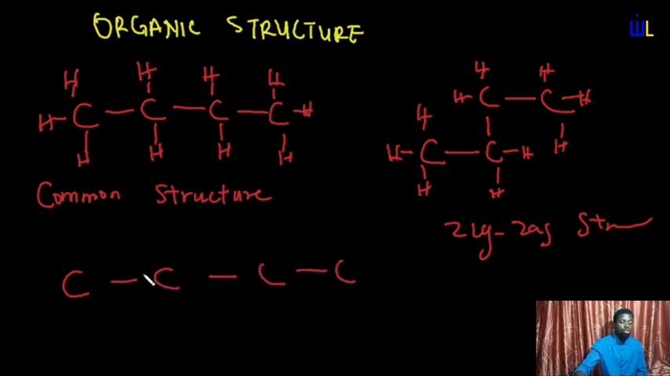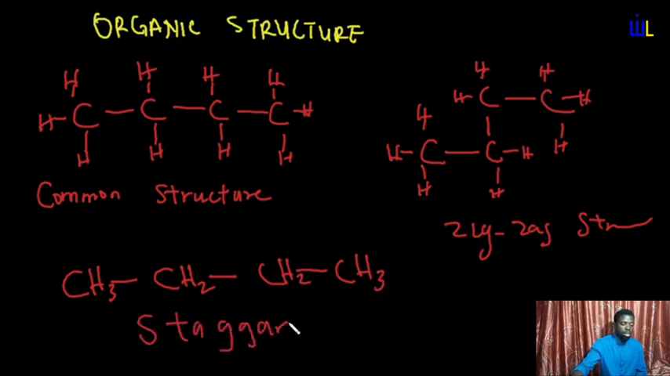Okay, so if we're going to write the staggered structure, instead of singly putting out the hydrogen, we just count them together and then put it here. You have 2 hydrogens here, put it here, 2 hydrogens here, put it here, and then finally 3 hydrogens here. This is what we refer to as the staggered structure.